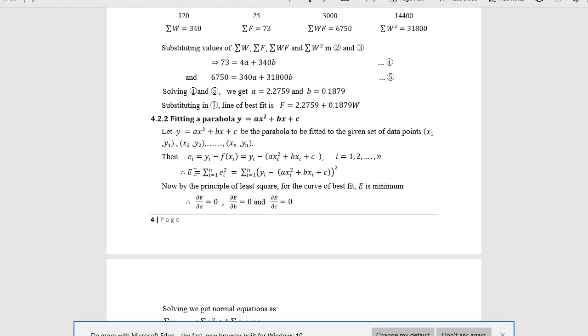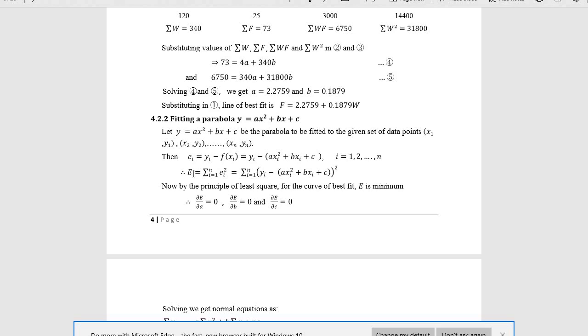The error E capital E is equal yi minus f of xi. Yi is called observed value. F of xi is called the expected value. Expected means what? We are expecting some exact value. That exact value is close to observed value. If observed value and expected value both are the same, there is no error, but there is a possibility of error in any data. That is Ei.